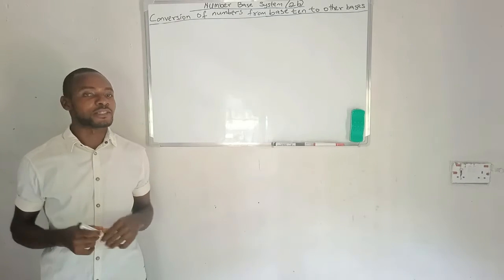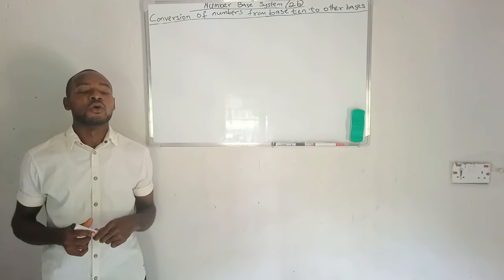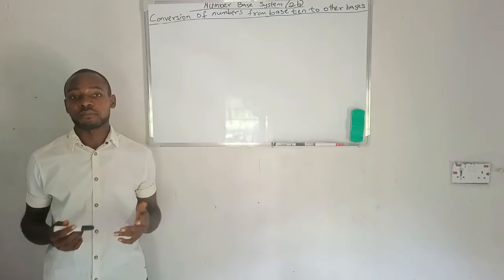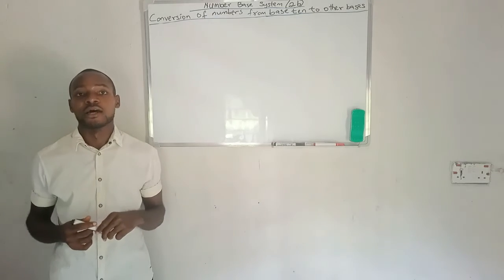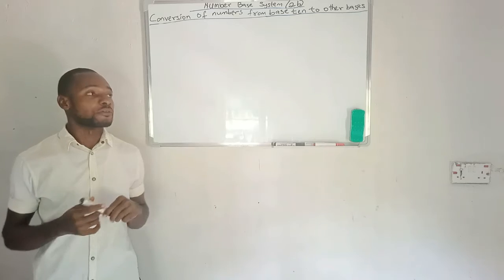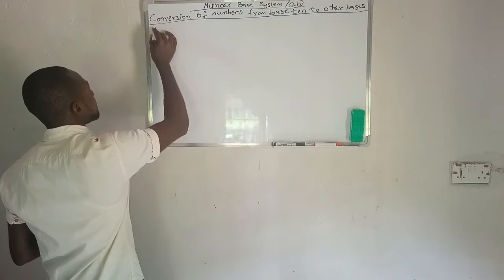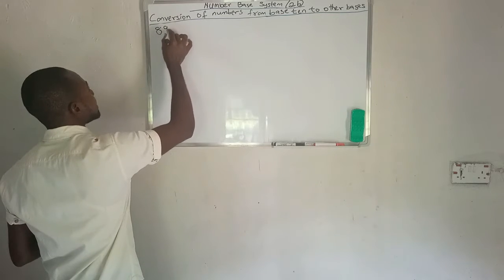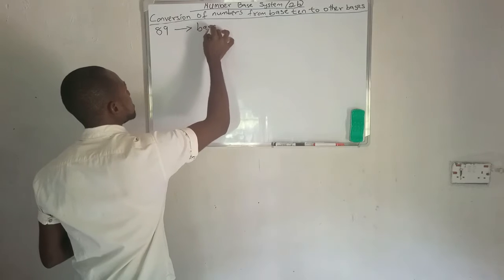Welcome back, guys. We are still talking about number-based systems, and in the previous video we converted numbers from other bases to base 10. In this video we are going to be converting numbers from base 10 back to other bases. So the first number we are going to convert today is 89 base 10. I want to convert it to base 2.